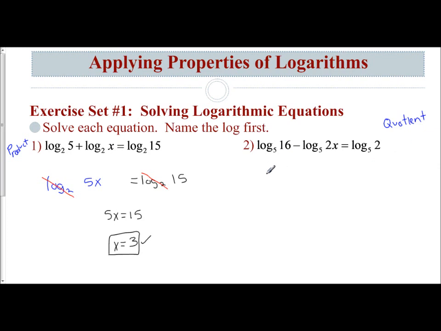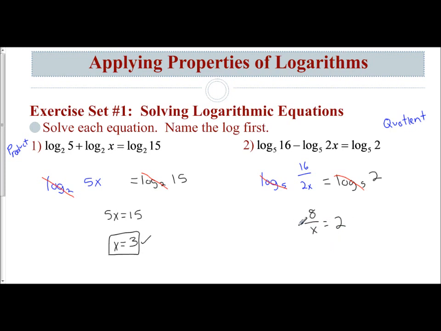So that's what I'm going to do. I'm going to combine them, log base 5 of 16 over 2x. The right side only has one log, so I'm just going to leave it alone. Log base 5 of 2. Now that I have one log on both sides, I can cancel them out. That's the purpose of applying our properties of logs, so we can get one log on both sides and then solve. So really the equation I'm working with is I can simplify 16 over 2x as 8 over x equals 2.